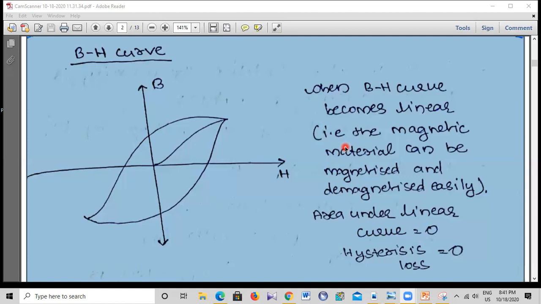In that case, this BH curve will be a linear curve, and the area under that linear curve is zero. That is, hysteresis loss is zero. So you have, this is a university question: what are the assumptions for a transformer to be ideal?